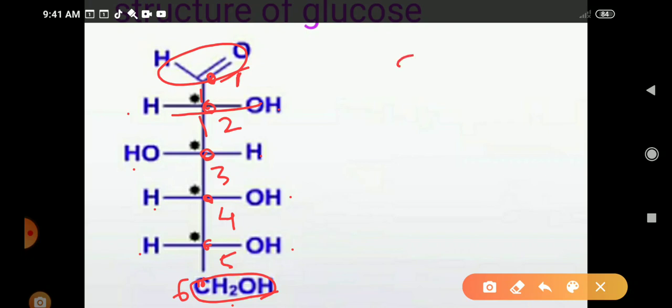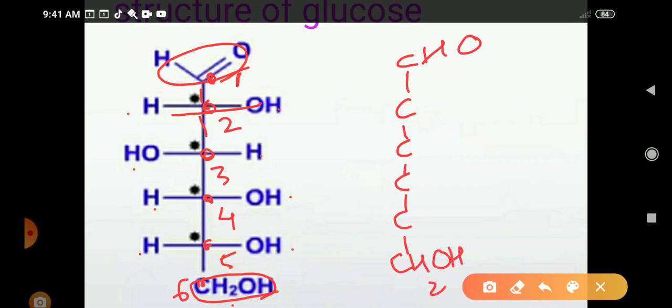First of all, we can keep first carbon, second carbon, third carbon, fourth carbon, fifth carbon, sixth carbon. Now we know that all are in a chain. Therefore, keep a single bond on each. Now the first carbon is an aldehyde group and the last carbon is a primary alcoholic group. So this much is clear. We have to draw 6 carbons vertically, and on the first carbon we keep the aldehyde, that is CHO. On the last carbon we keep the primary alcoholic group, CH2OH.